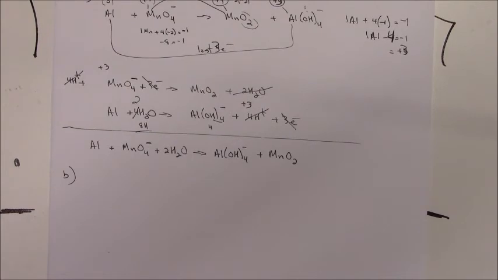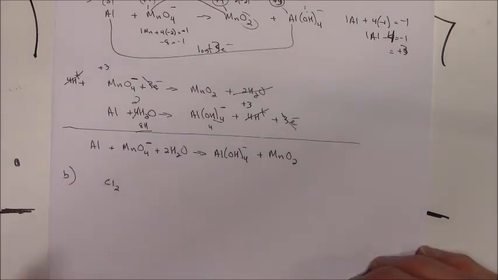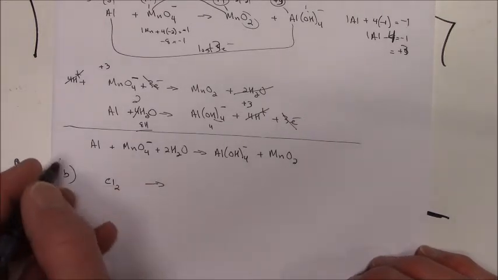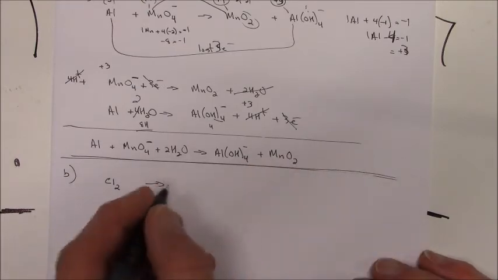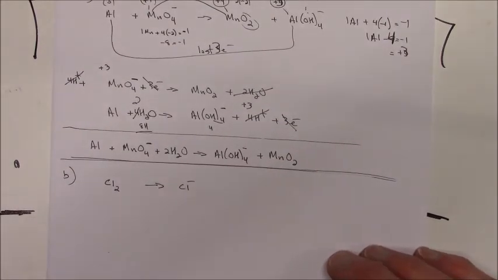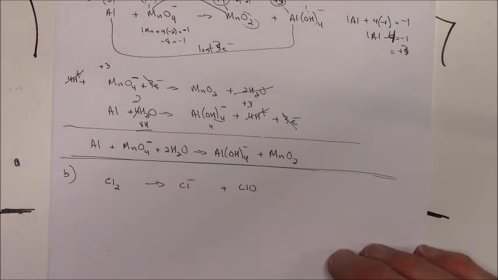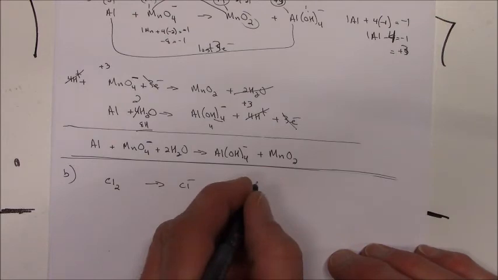So next up is chlorine. Didn't I do this one? Maybe I did it in class. I don't know. Chlorine gas goes to Cl minus plus ClO minus.